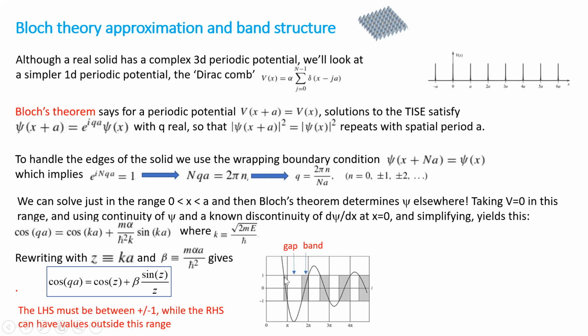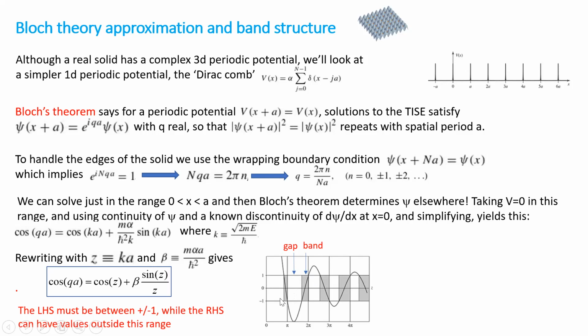When it's between 1 and minus 1, then for the left-hand side we can find an allowed Q value which will cause it to match. And so we get this condition satisfied, and we get a stationary state of the potential there. So where the right-hand side is between 1 and minus 1, we get a solution. Those are called bands. As you can see, this dark shaded area is called a band.